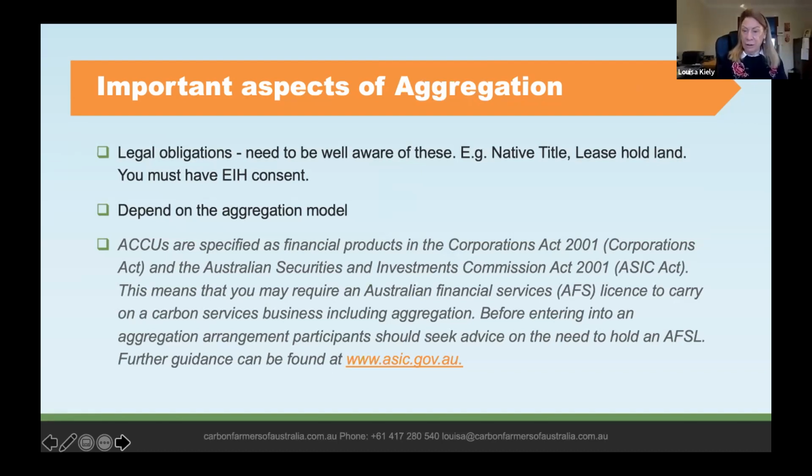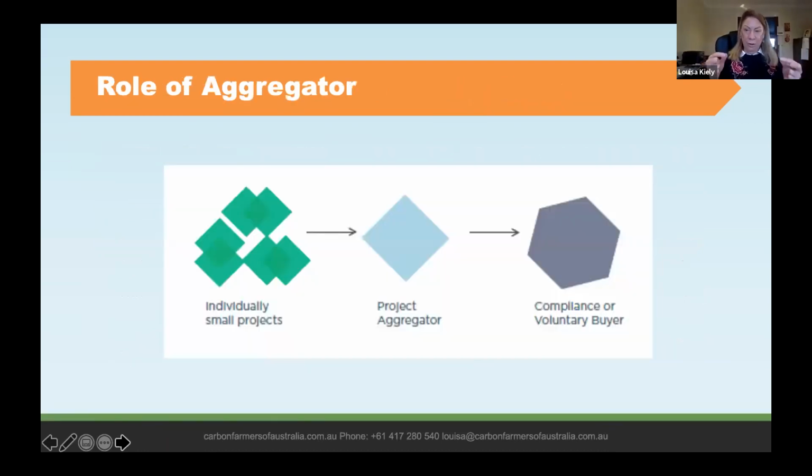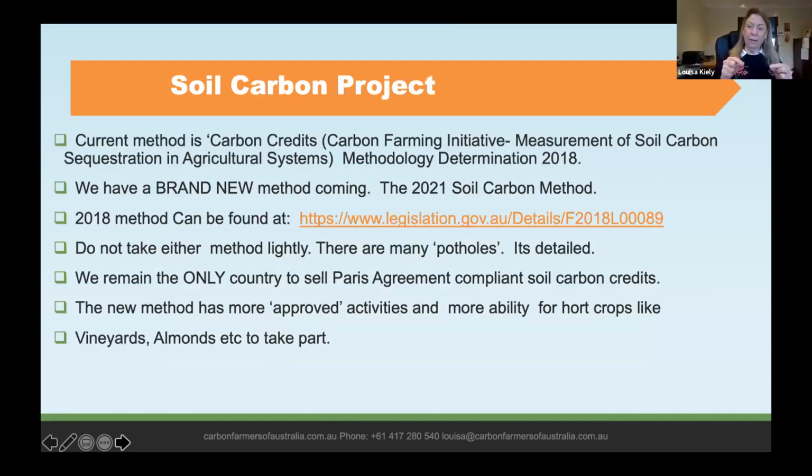The legal obligations, eligible interest holder consent. We didn't go quite down that far the last time. And you've got to remember that they are a financial instrument, like a stock or a bond, which is why Carbon Farmers of Australia needs to have a financial services license for carbon in order to talk about, not talk about things in general. I don't need a license to talk about these things, but if I'm going to suggest to you about carbon credits, or the sale of your carbon credits, then I need to have that license sitting behind me. So that's just the general idea of aggregation. And it's well worth considering in a tree planting space. So that's my conclusion on that.